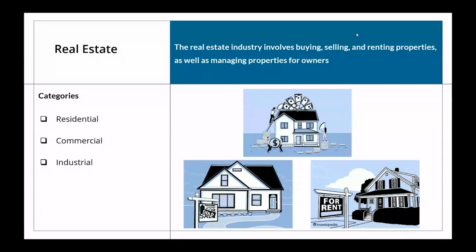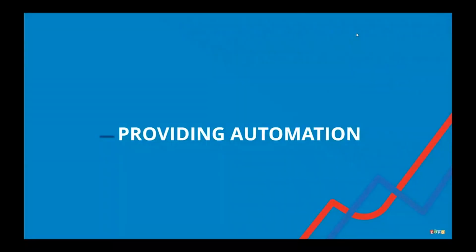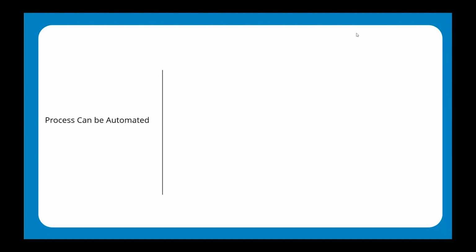So this is the general concept we know when we talk about the term real estate industry. Why is providing automation needed in real estate, and what are the processes that can be automated in the real estate business? There are some processes that can be automated.